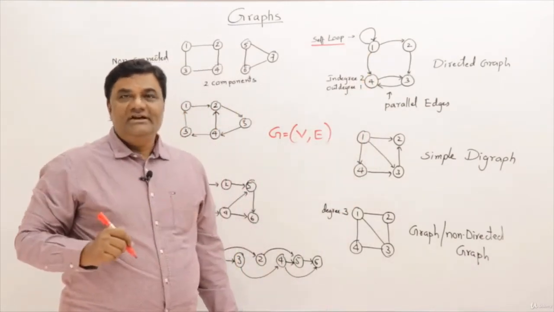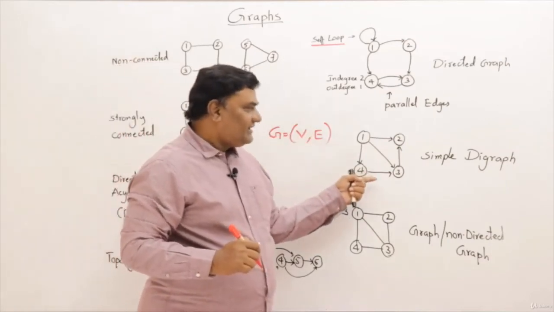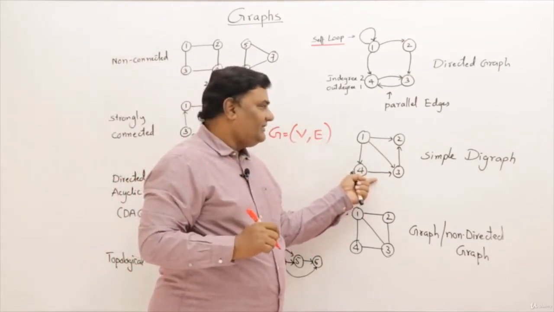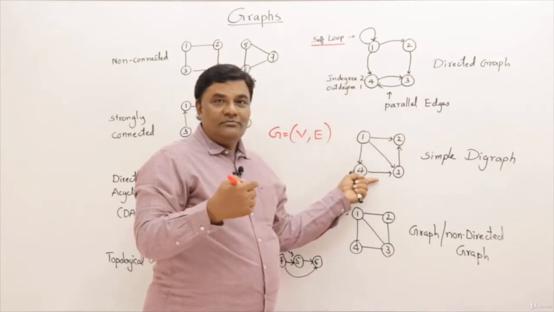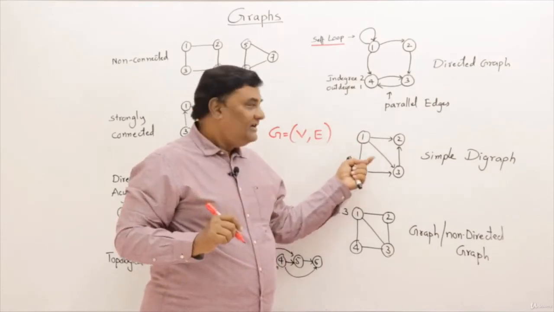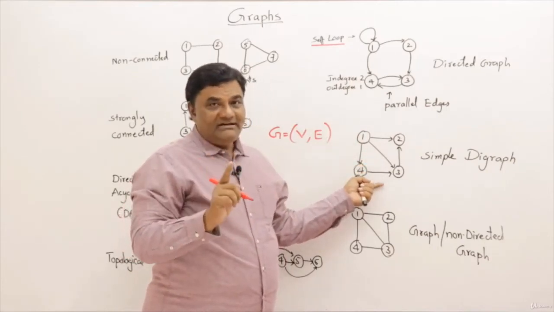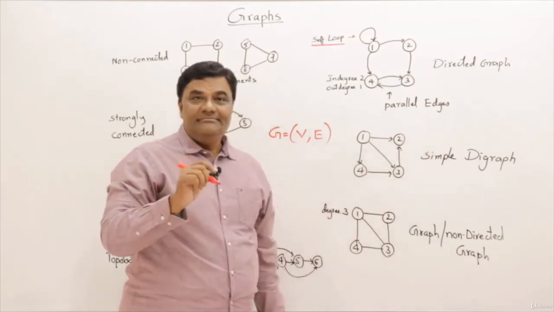So these are a few terms we have learned from there. Now let us come to this graph. This graph does not have a self loop and there are no parallel edges. So without self loops and without parallel edges, a graph is called a simple graph.